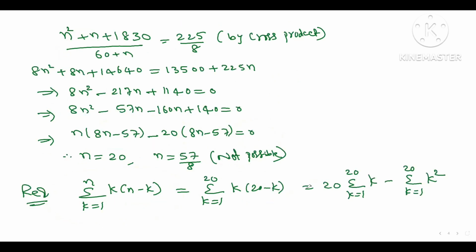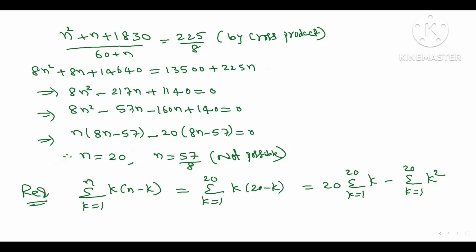Okay, let us do simplification. After cross product, it is going to be 8n square plus 8n plus 1830 into 8, 14640. So 225 into 60, 13,500 plus 225n. So after simplification, we get n value 20, n value 57 by 8. So 57 by 8 is not possible, n is an integer.